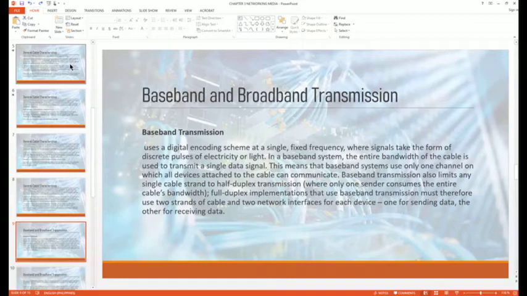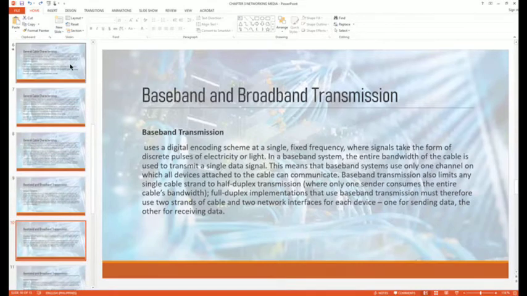Baseband transmission also limits any single cable strand to half duplex transmission, where only one sender consumes the entire cable's bandwidth. Full duplex implementations that use baseband transmission must therefore use two strands of cable and two network interfaces for each device, one for sending data, the other for receiving data.